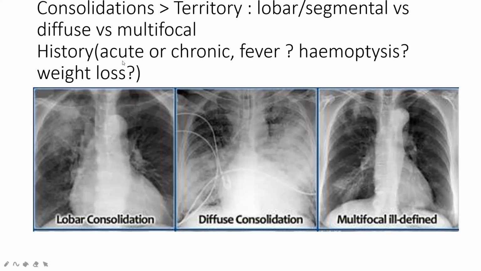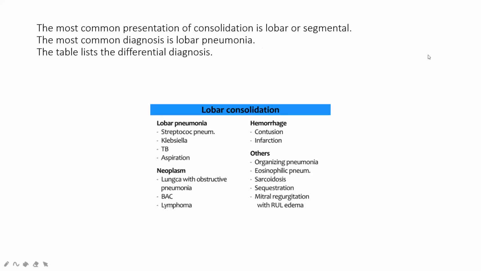And as I said, the clinical picture and the history is very important. Is it an acute or chronic problem? Do they have fever? Is there any hemoptysis? Is there any weight loss? Without that, you wouldn't be able to tell what the cause of the consolidation really is. So don't jump into saying, oh, I see an area of increased density, so that's pneumonia. Okay, you don't know yet, so you need more information.